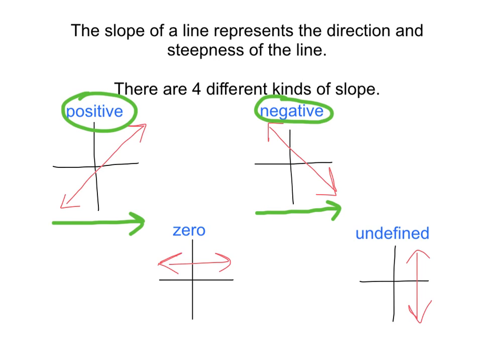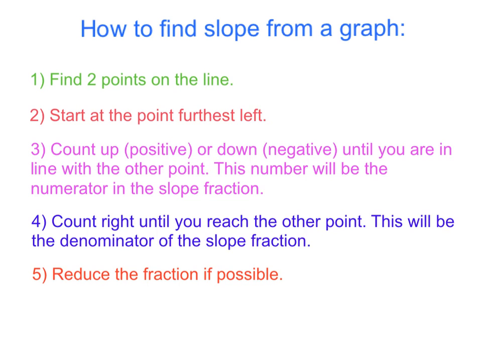If a line is horizontal, we say that has 0 slope. And if a line is vertical, we say that has a slope that's undefined. So those are the 4 different kinds of slope that you'll come across. Now there are 2 different ways that you can find slope.